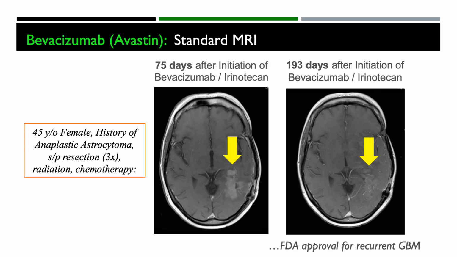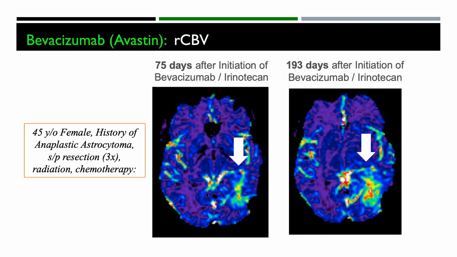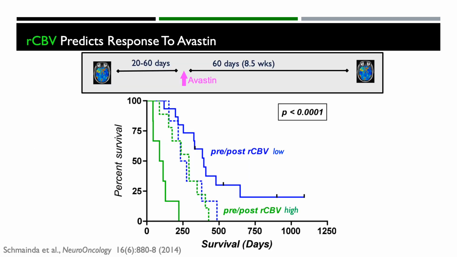Well, here's an example of a patient with a recurrent tumor, a recurrent glioblastoma or anaplastic astrocytoma, that was treated with bevacizumab. This image shows 75 days and 193 days after starting treatment. If you look at the standard MRI, it looks like they're definitely improving because this area of brightness, this enhancement, is decreasing. However, if you look at our rCBV maps, we see a different story. It looks like there's a growing degree of vascularity. And this actually was more consistent with this patient's clinical course, and sadly she expired just a couple of months after undergoing this exam.